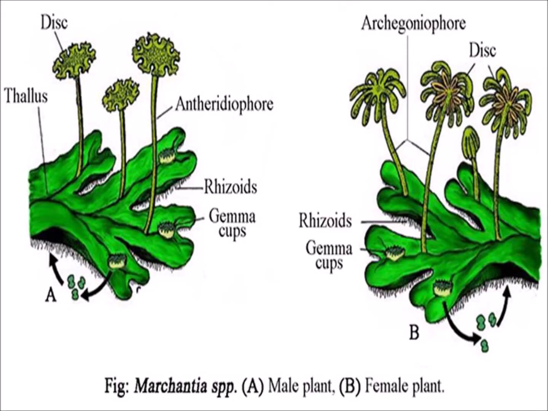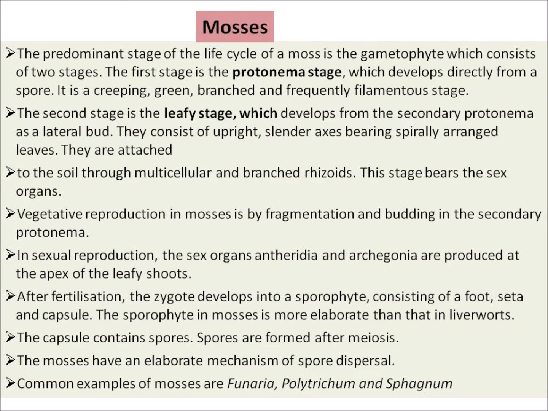Here you can see the example for liverwort, that is Marchantia. The first one is the male plant and the second is the female plant. The male plant bears antheridiophores and the female plant bears archegoniophores. Next division of bryophytes is mosses.